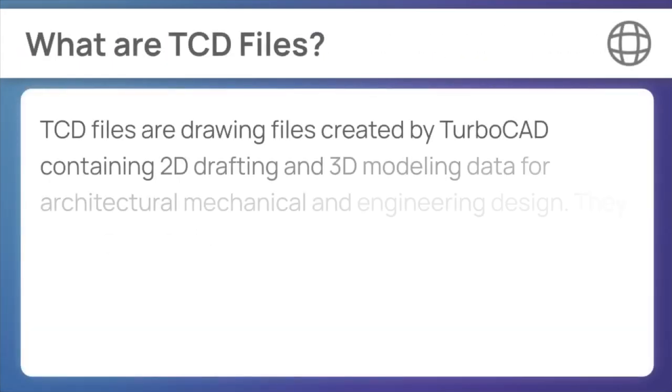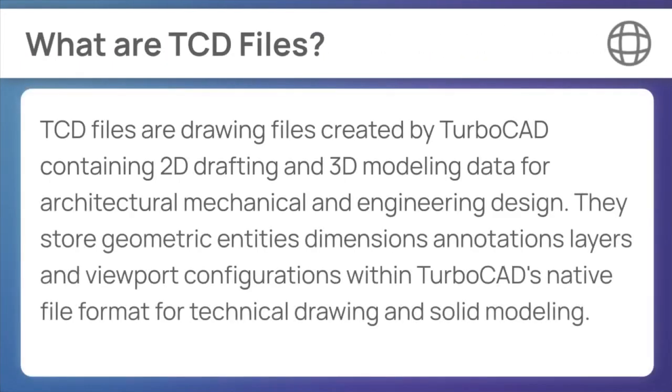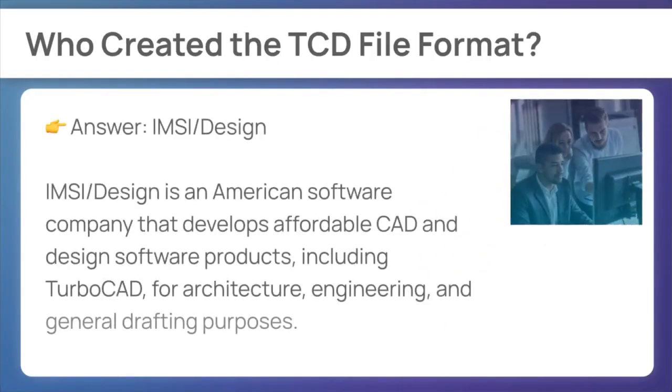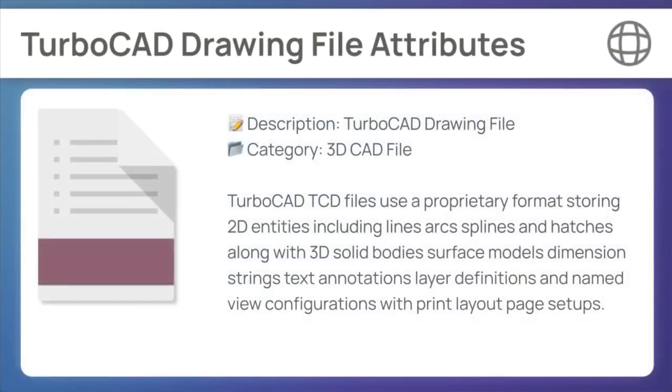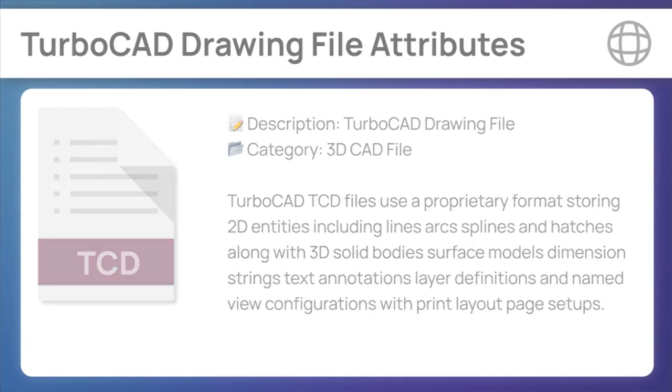TCD files are drawing files created by TurboCAD, containing 2D drafting and 3D modeling data for architectural, mechanical, and engineering design. They store geometric entities, dimensions, annotations, layers, and viewport configurations within TurboCAD's native file format for technical drawing and solid modeling. TurboCAD TCD files use a proprietary format, storing 2D entities including lines, arcs, splines, and hatches, along with 3D solid bodies, surface models, dimension strings, text annotations, layer definitions, and named view configurations with print layout page setups.